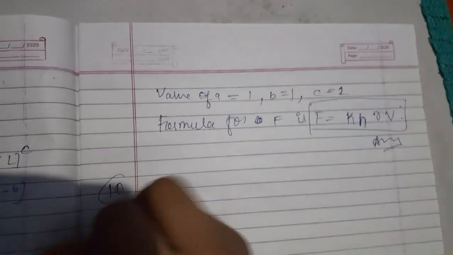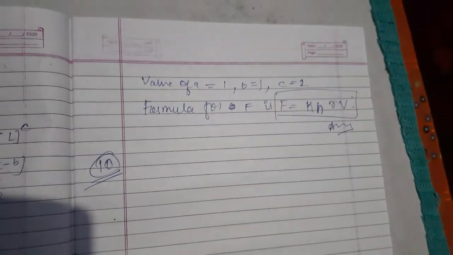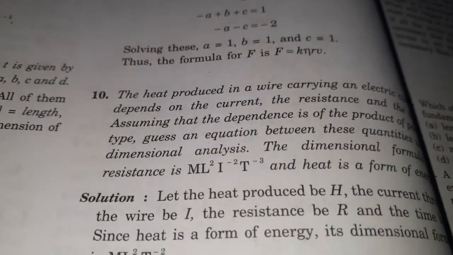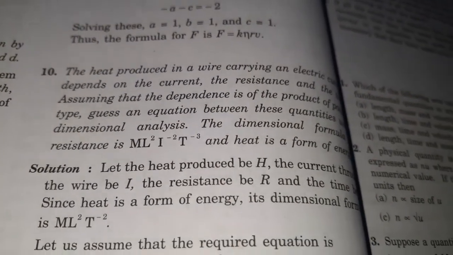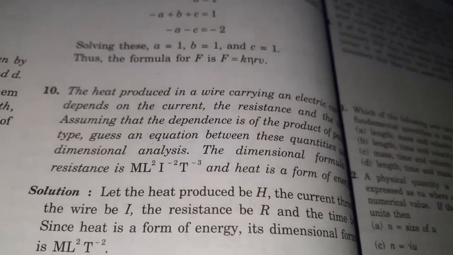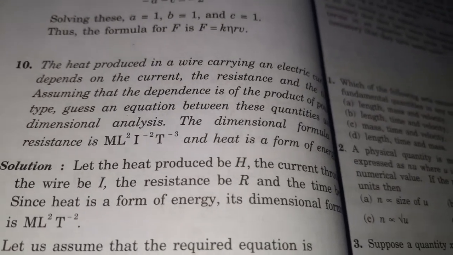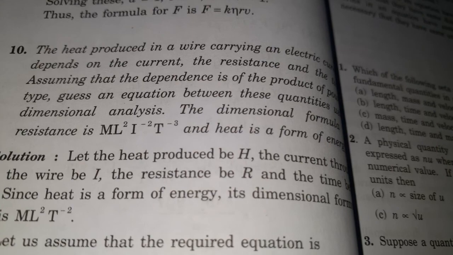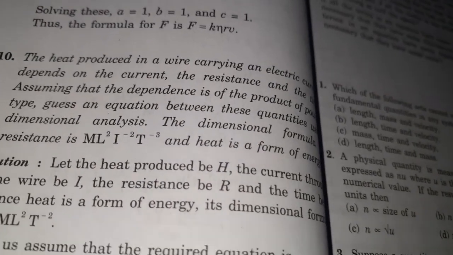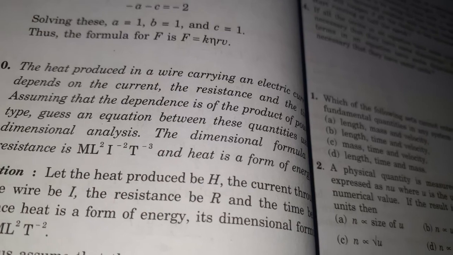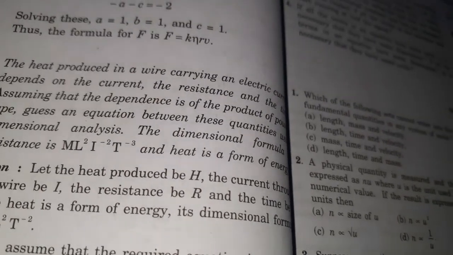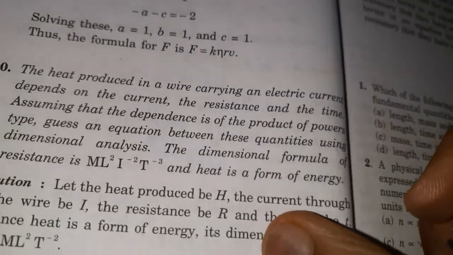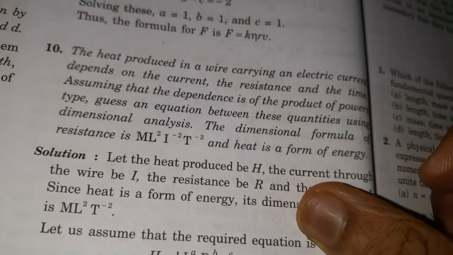Now move on to question number 10, and this is the last question of the worked exercise. Here in the question we have to find how the heat produced in a wire carrying an electric current depends. So heat produced in the wire is directly proportional to I to the power a, that is current, resistance to the power b and the time to the power c. Assuming that the dependence is of the product of powers type, guess an equation between these quantities using dimensional analysis.